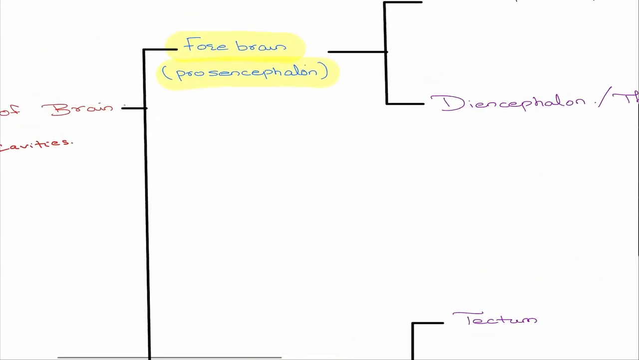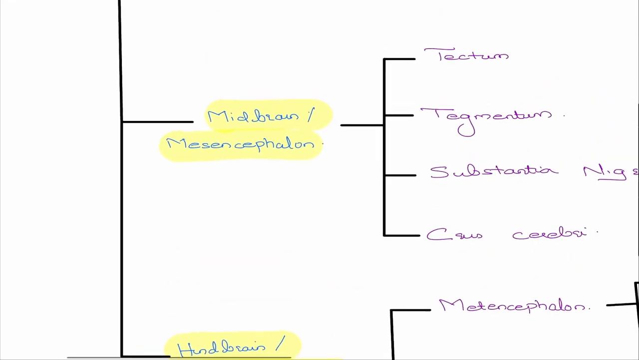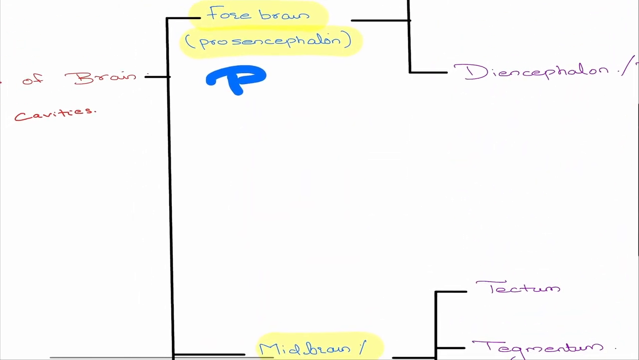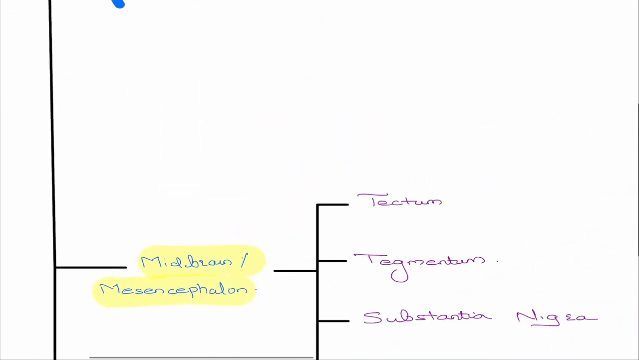How to remember this is P comes first and then comes R. So which is the forebrain? PQR, isn't it, in the alphabetical order? So prosencephalon and rhombencephalon, that's how you can remember it.